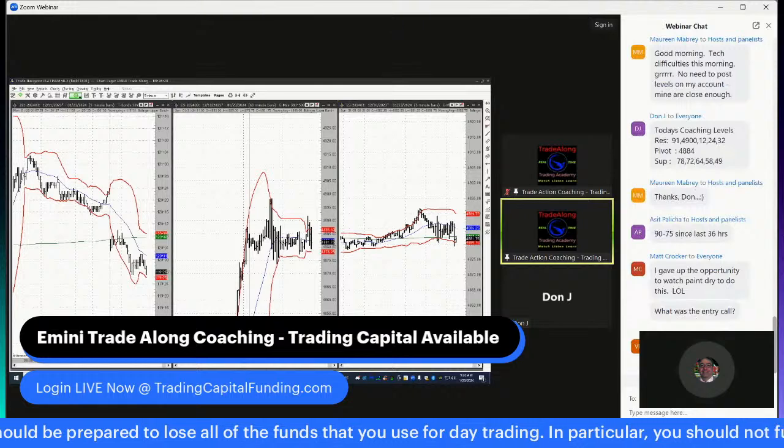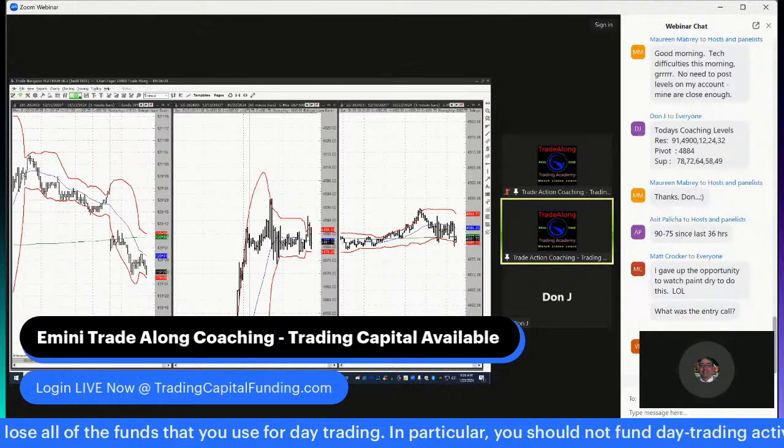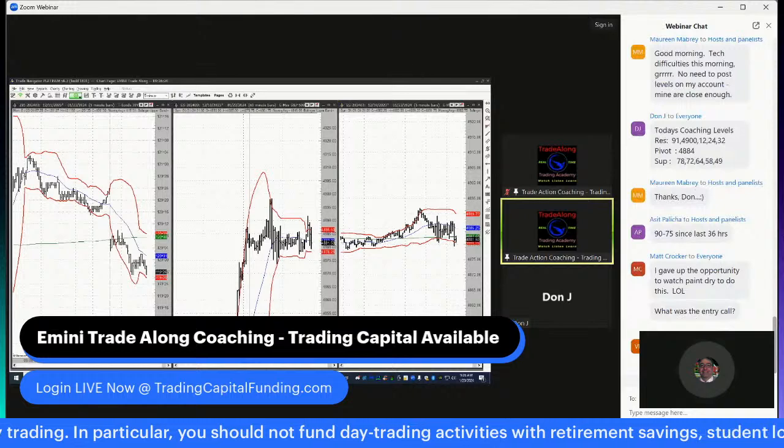What is the option symbol? The option symbol. This is ES. Yeah, it's not an option. It's a futures contract.